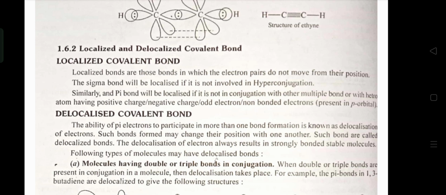Localized and delocalized covalent bonds. Localized covalent bonds are those bonds in which the electron pair does not move from its position. A sigma bond will be localized if it is not involved in hyperconjugation. Similarly, a pi bond will be localized if it is not in conjugation with other multiple bonds or with a heteronuclear atom having positive charge, negative charge, odd electron, or non-bonding electrons.